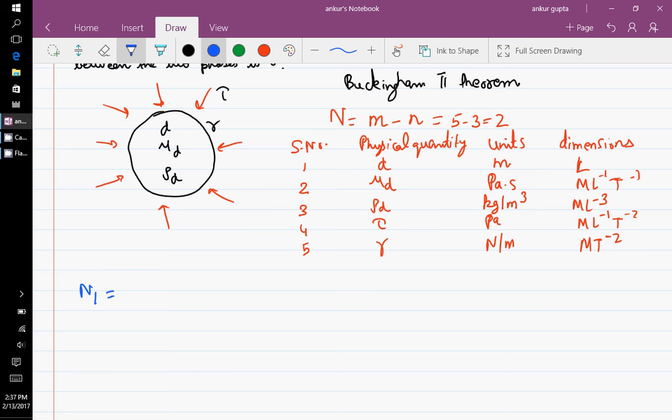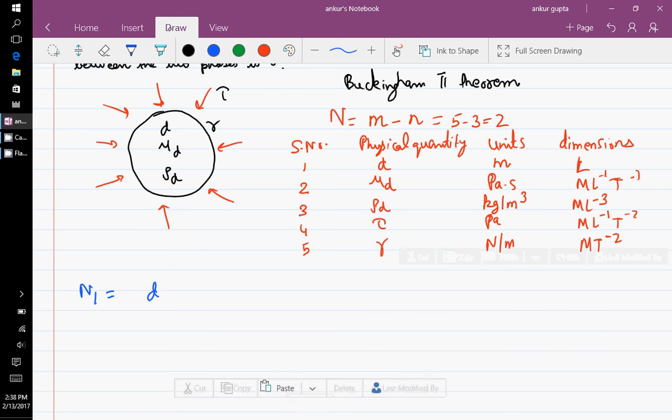For instance, if I choose diameter, viscosity, density and tau, or the first 4 numbers 1, 2, 3, 4, I am getting all of L, M, T, all the three dimensions, and I have 4 variables. I have to choose 4 variables. And why 4 variables? I will talk about this. So let us take d, mu d, rho d, and tau.